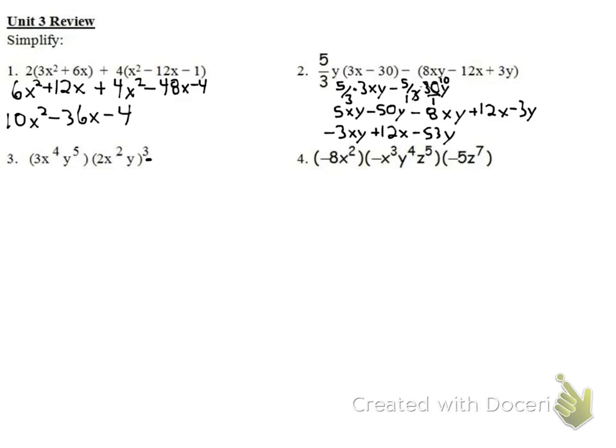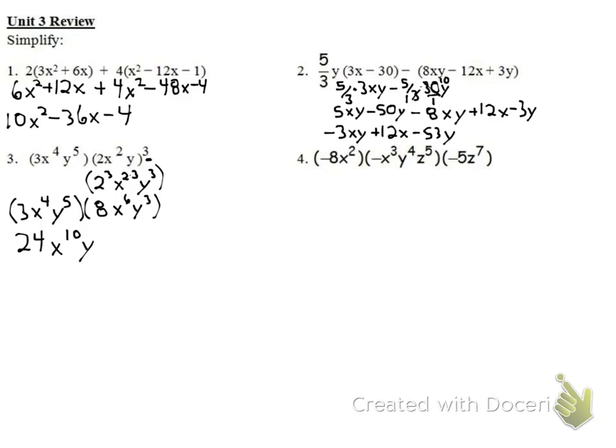So one of our rules for radicals is we almost distribute the exponents as we go through that. So that's going to be 2 to the third, x would be 2 times 3, and y to the third. So we get 8x to the 6th, y to the third, and now that's times 3x to the 4th, y to the 5th. So it gives us 24, which is 3 times 8, x to the 10th, y to the 8th.